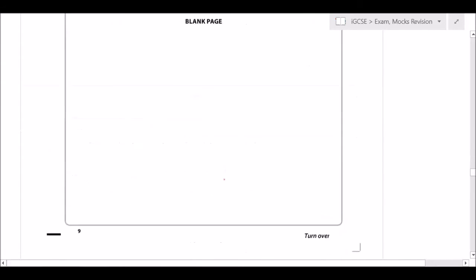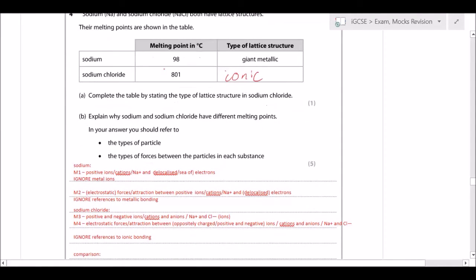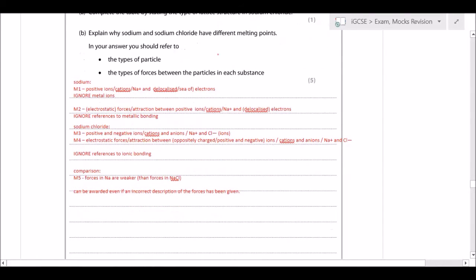So moving on. Question 4. Sodium chloride is ionic, 1 mark, or giant ionic. Okay. And then explain why sodium chloride and sodium have different melting points. In your answer, you should refer to the types of particles and the types of forces between the particles in each substance. Okay, so sodium, I'll zoom in a bit here.